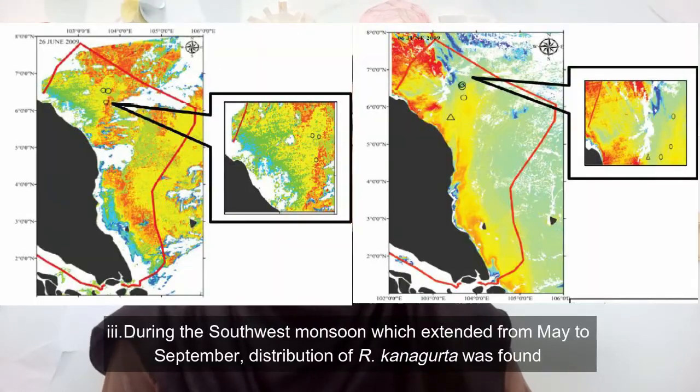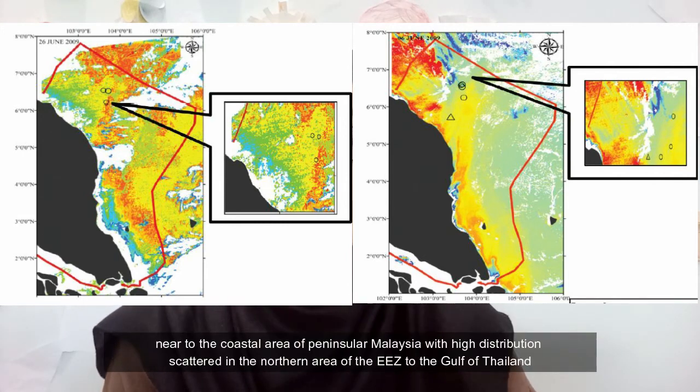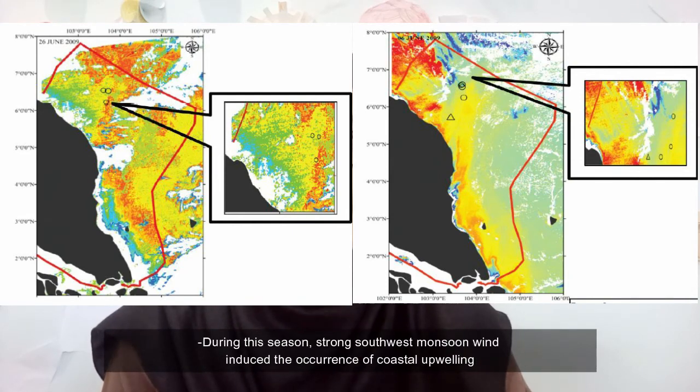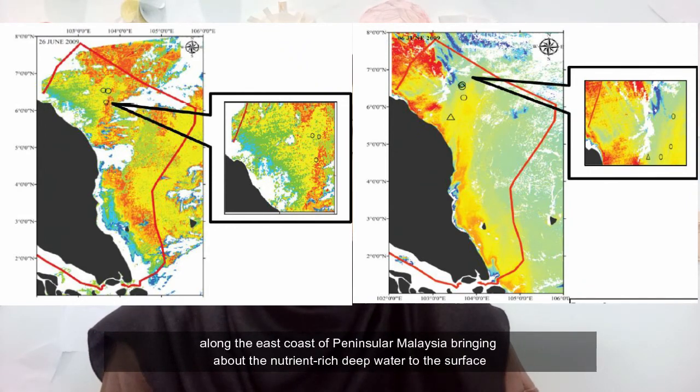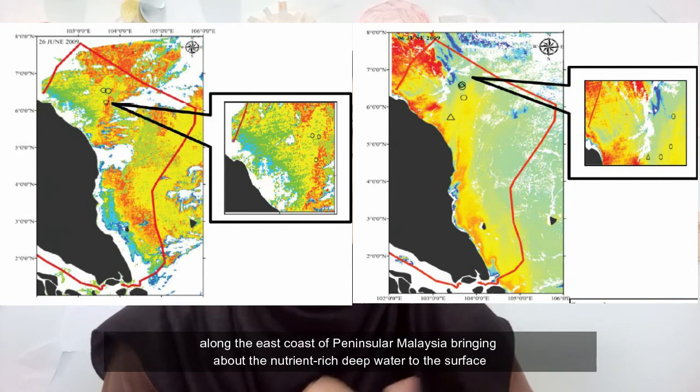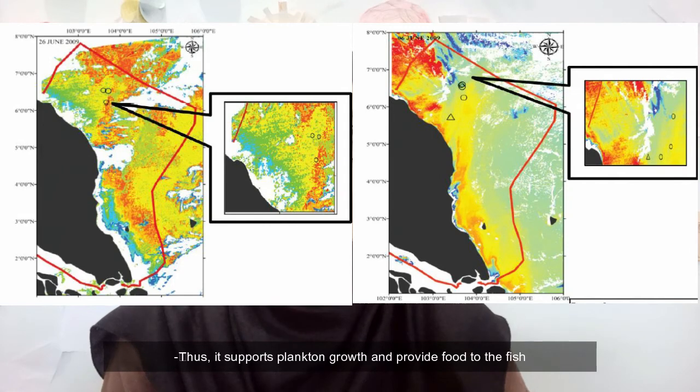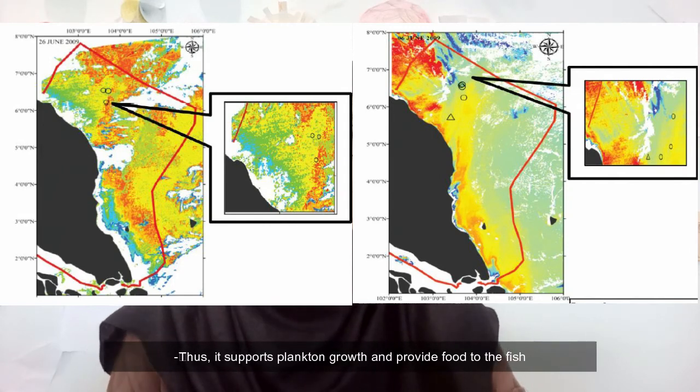And thirdly, during the southwest monsoon, which extended from May to September, distribution of R. kanagurta was found near the coastal area of Peninsular Malaysia, with high distribution scattered in the northern area of the EEZ to the Gulf of Thailand. During this season, strong southwest monsoon wind induced the occurrence of coastal upwelling along the east coast of Peninsular Malaysia, bringing about nutrient-rich deep water to the surface. Thus, it supports plankton growth and provides food to the fish.